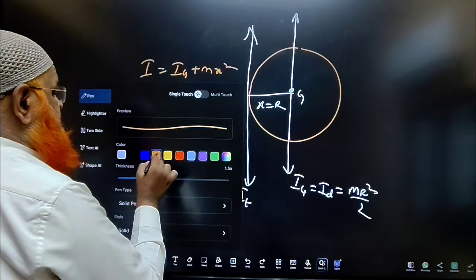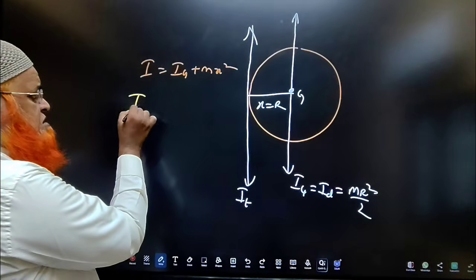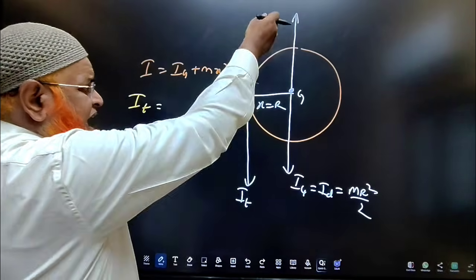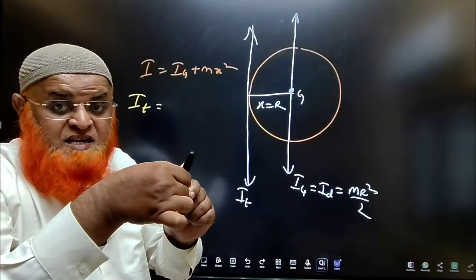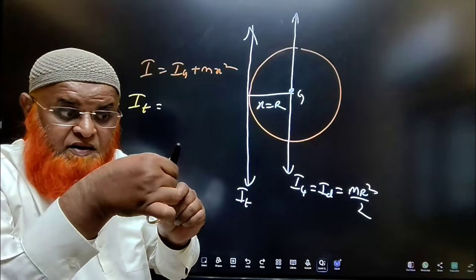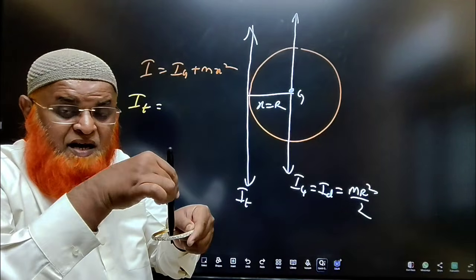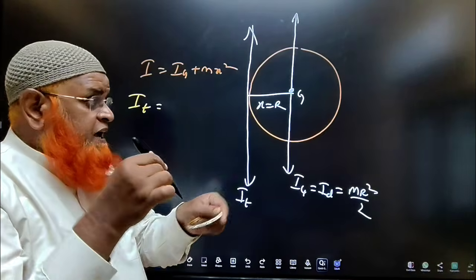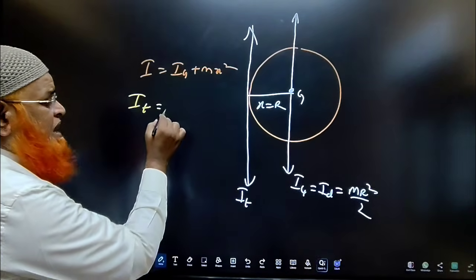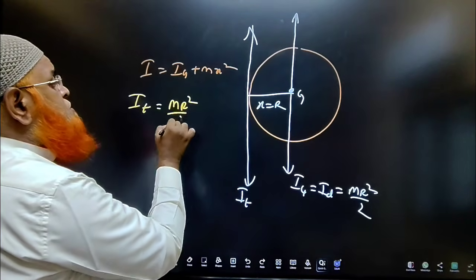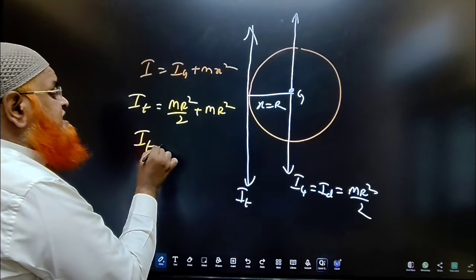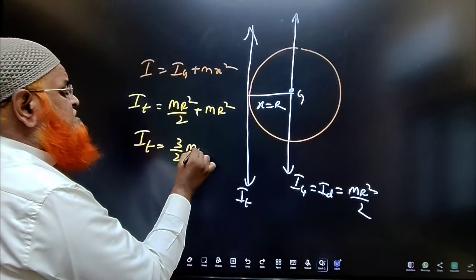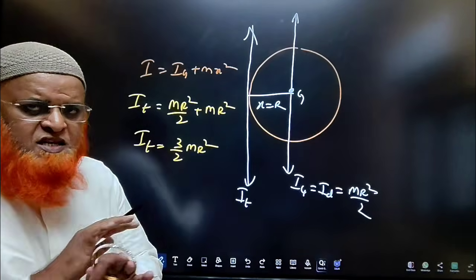Okay, so what are we going to write now? I along the tangent. Ig is not this Ig, which is mr square. This Ig passes through the center of gravity parallel to the plane. This is Ig passing through the center of gravity perpendicular to the plane. So this Ig is given by mr square by 2, and here x equal to r, again mr square. Therefore along the tangent we write it as 3 by 2 mr square. Hope you understand. Everything is over.